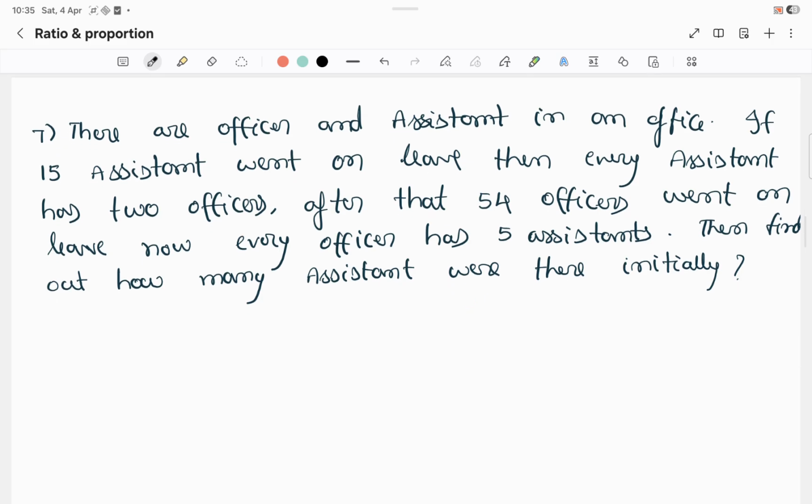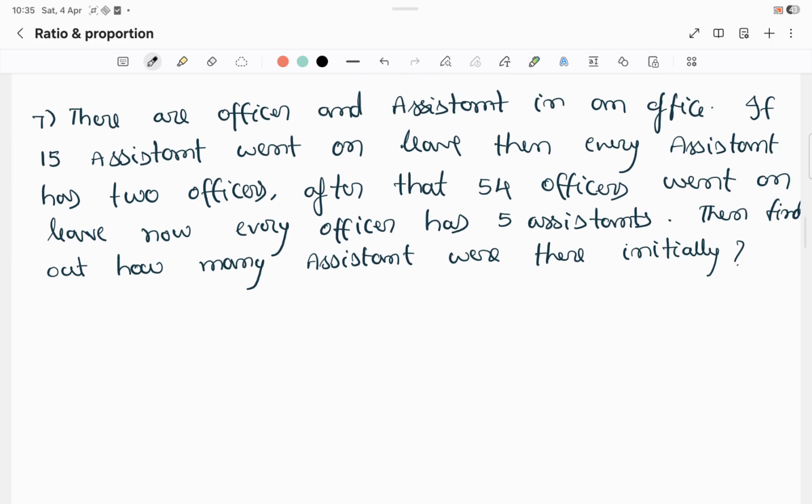Very important. There are officers and assistants in an office. Okay. If 15 assistants went on leave, then every assistant has 2 officers. Means they are saying that for one assistant there are 2 officers. After that 54 officers went on leave. Now every officer has 5 assistants. Means one officer having 5 assistants. Then find out how many assistants were there initially, they are asking. Okay, good.